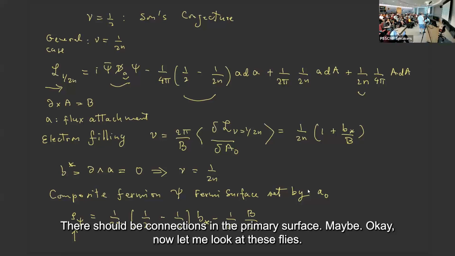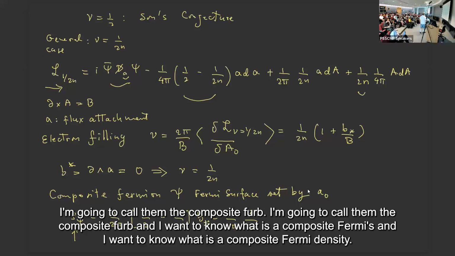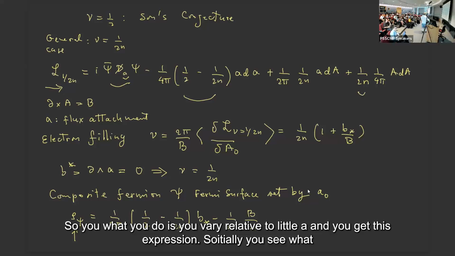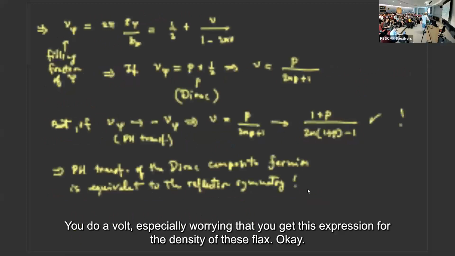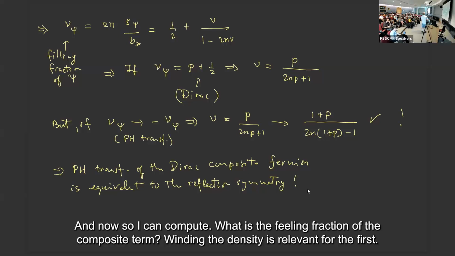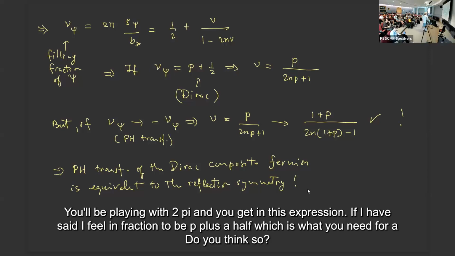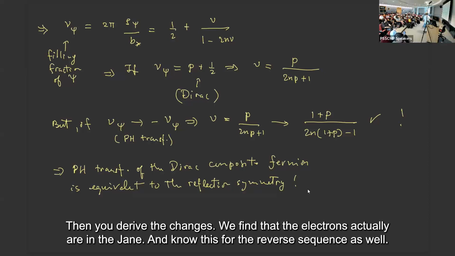Now let me look at these guys. I'm going to call them the composite fermions. And I want to know what is the composite fermion density and filling fraction. So what you do is you vary relative to little a, and you get this expression for the density of these guys. Now I can compute the filling fraction of the composite fermion by dividing the density relative to the flux, multiplied by 2 pi, and you get this expression. If I set the filling fraction to be p plus a half, which is what you need for a Dirac fermion, because these are Dirac fermions, then you derive the Jain sequence. And you find that the electrons actually are in the Jain sequence. And you can do this for the reverse sequence as well.